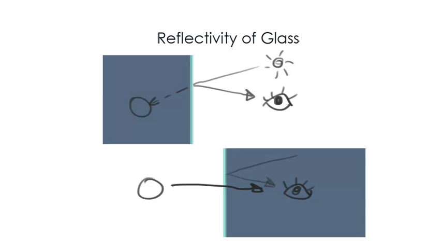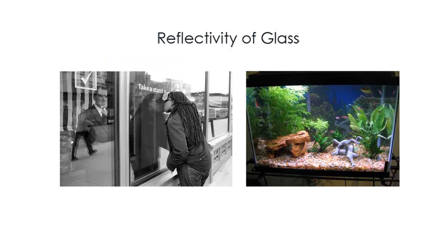Two real-world examples of this are seen here, where this woman is looking into a dark room while she's standing outside in the light. It's very difficult for her to see because she's in the light and the room is dark, allowing for a high amount of reflectivity. While if we look at this fish tank, we're standing in the dark and it is brighter, so there's significantly fewer reflections. In fact, I can't really even see any.